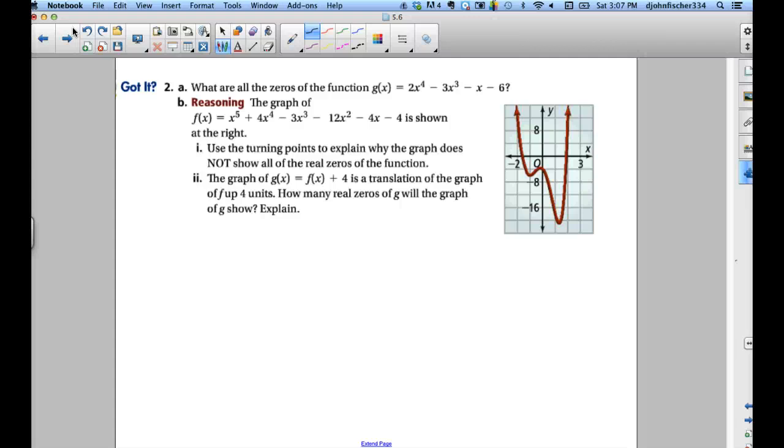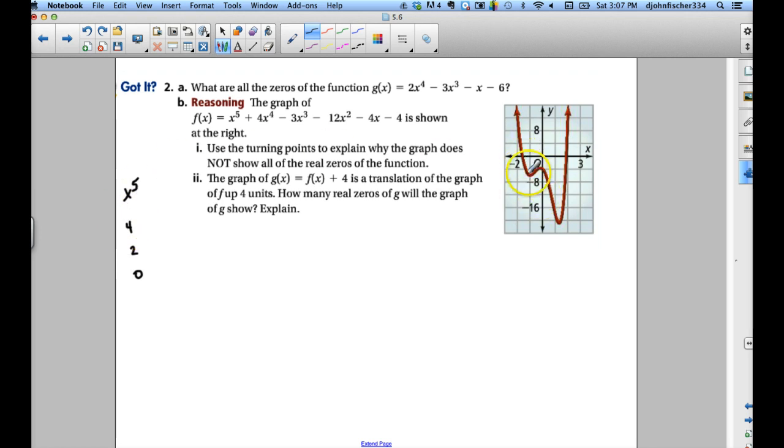Now I just want to look at a few different concepts that might come back to this problem. It says the graph of x to the 5th plus 4 minus 3x cubed minus 12x squared is shown at the right. Use the turning points to explain why the graph does not show the real zeros of the function. Well, if this is x to the 5th, it means it has 1 less, so it's going to have 4, 2, or 0 turning points. Always 1 less than that.